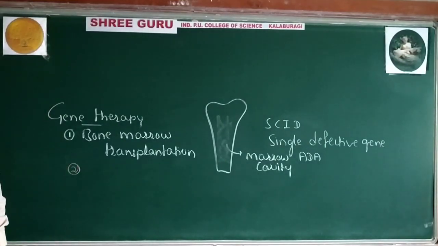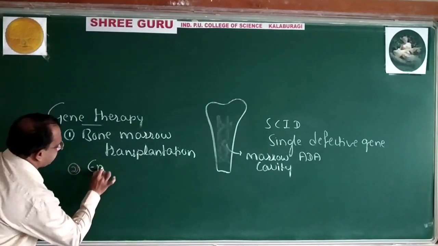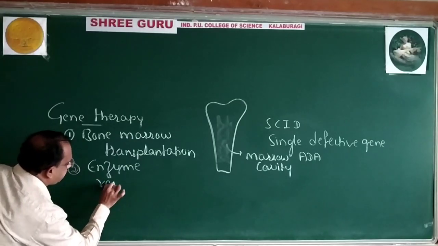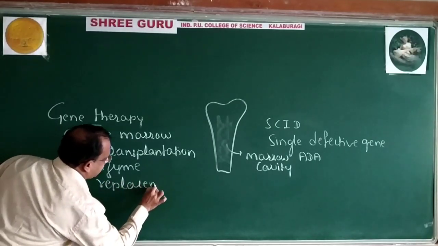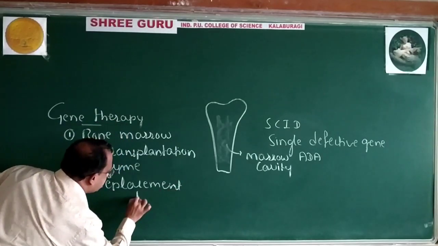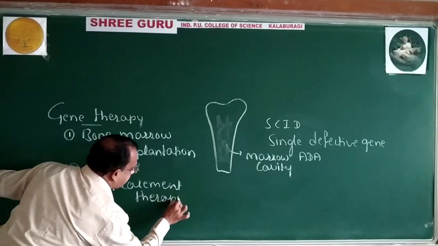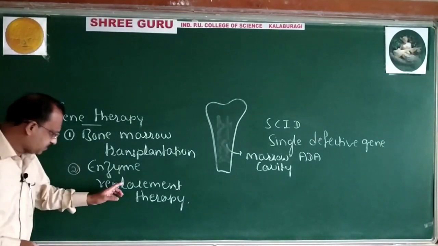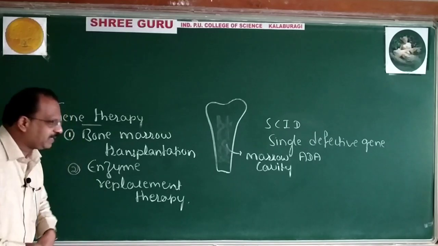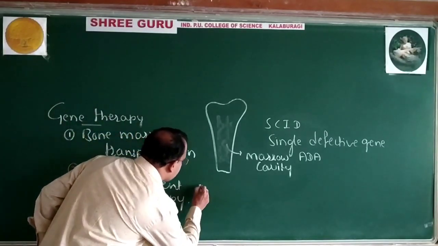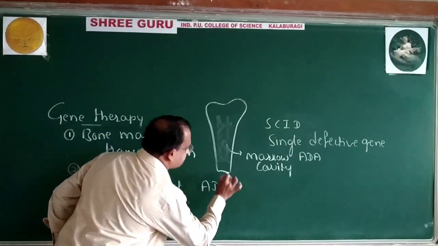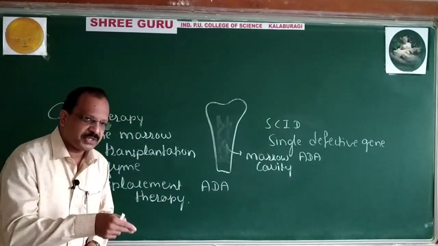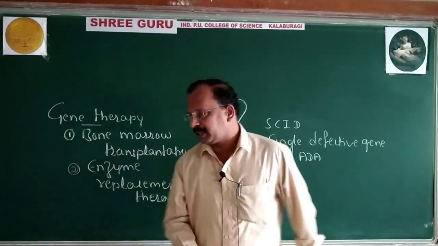Second is enzyme replacement therapy. Take care of this wording, enzyme replacement therapy. Here, functional adenosine deaminase is given to the patient in the form of injection.